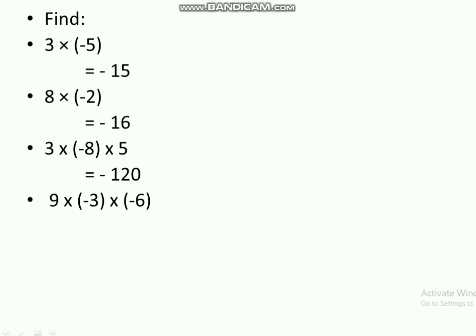The next question, they are given 9 into negative 3 into negative 6. Here also just multiply 9 into 3 into 6, which is 162. Now count the number of negative signs in the question. We have two negative signs over there. That means an even number of negative signs, and it will become positive. So our answer is positive 162.